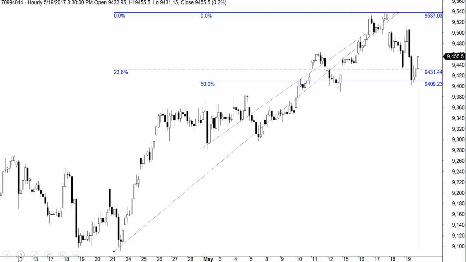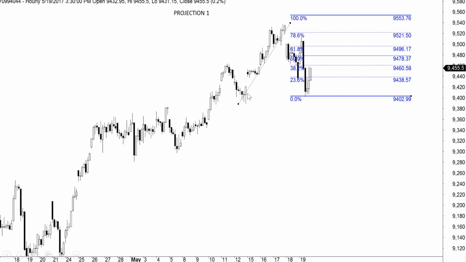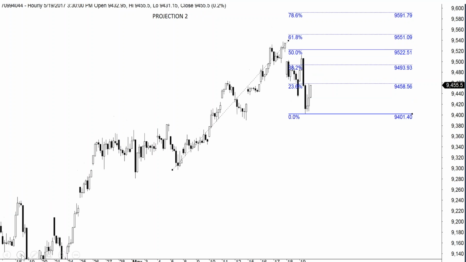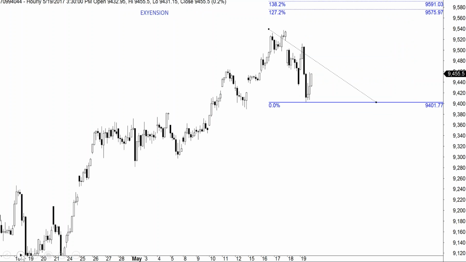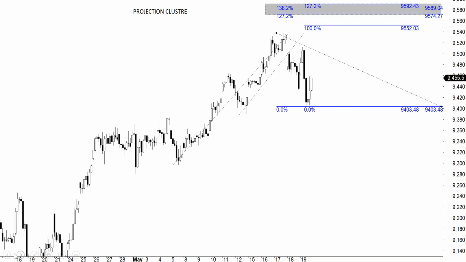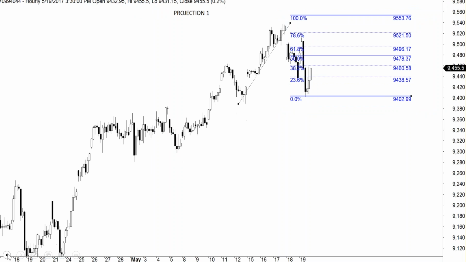The extension is predicted. Now we will see probable targets for Nifty. So first we use a projection from this swing. We see that the price has started moving up from this level. So we take this swing and project it. We get some multiple levels here. We keep these levels.